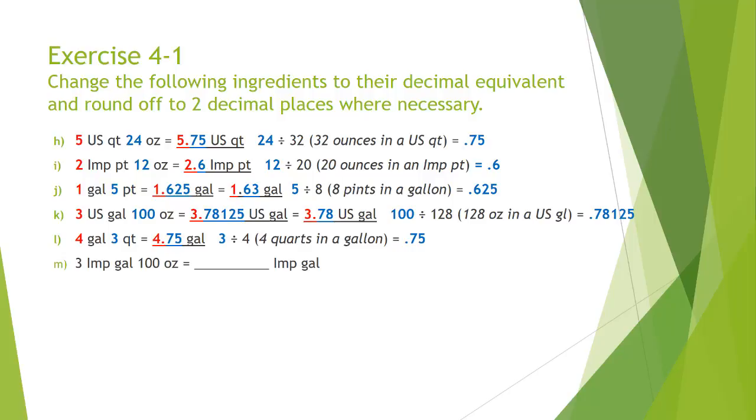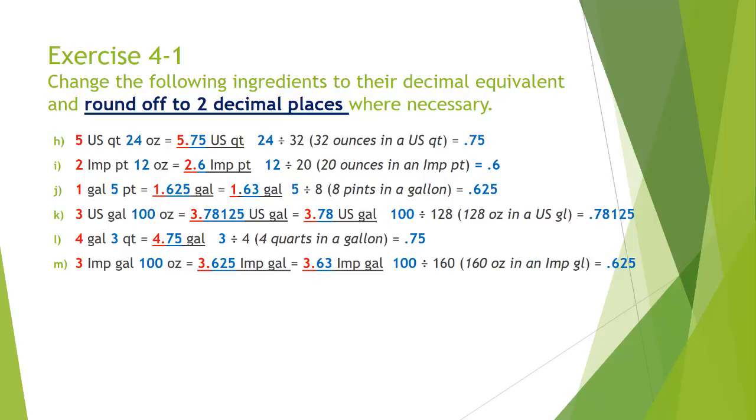3 imperial gallons and 100 ounces, and we want to convert that into its equivalent in imperial gallons. Still going to be 3 whole imperial gallons no matter which way you look at it. And now we deal with the 100 ounces. We'll divide that by 160 because there are 160 ounces in an imperial gallon. That gives us decimal 625. So an unrounded answer, 3.625 imperial gallons. Rounded off to 2 decimal places, we get 3.63 imperial gallons.